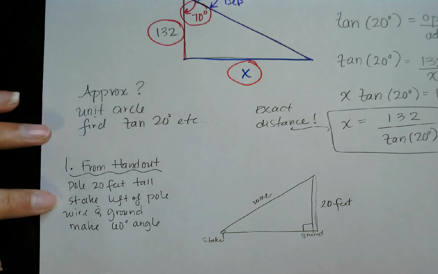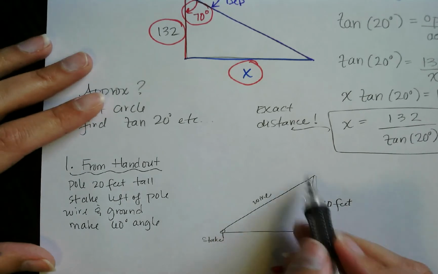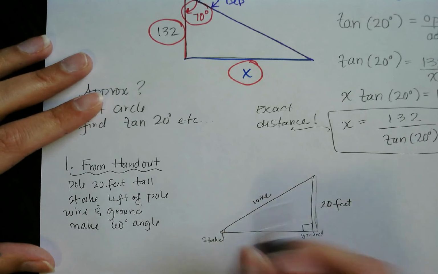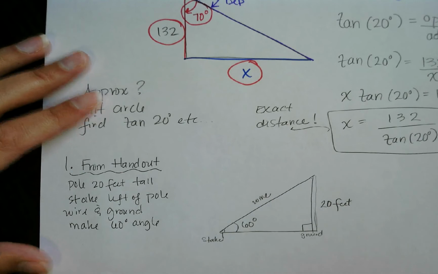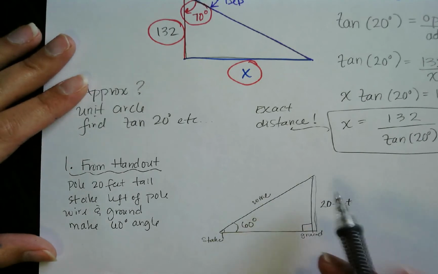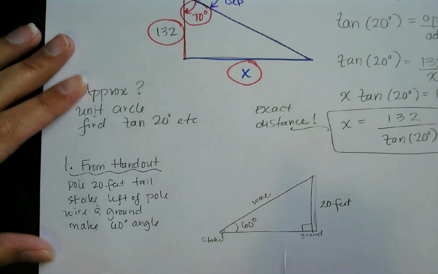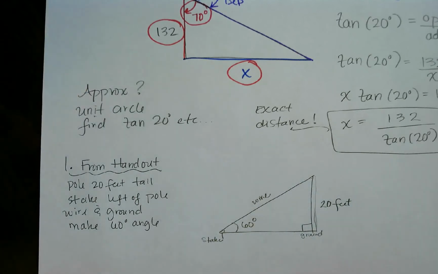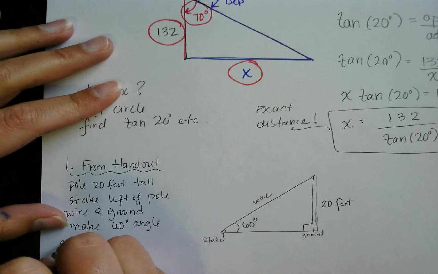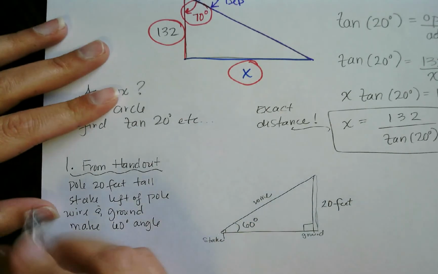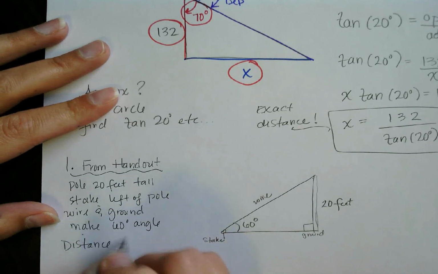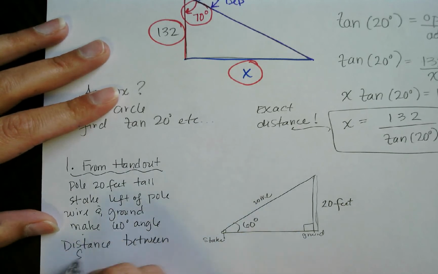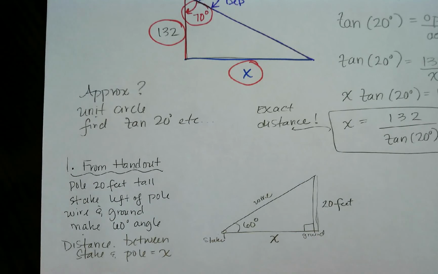The stake is to the left of the pole. The wire and the ground make a 60-degree angle. So you've got to make sure which angle you're talking about. If it said the wire and the pole, this would be your 60-degree angle. So make sure you're labeling everything correctly when you draw your picture. The question is, find the distance between the stake and the base of the pole. So distance between stake and pole, we're going to call that X. So there, I've labeled it.